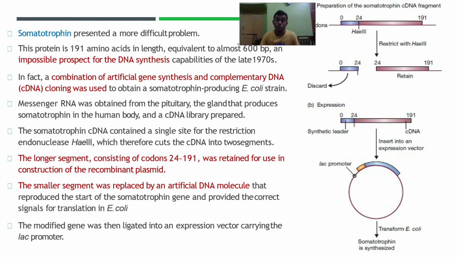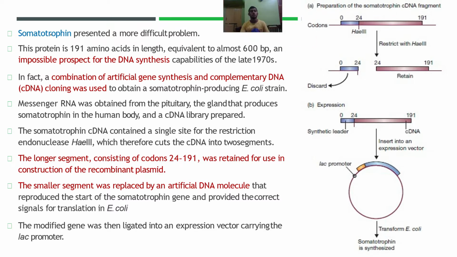Talking about somatotropin, this is a bit lengthy process as compared to the previous growth hormone. Somatotropin presented a more difficult problem, because this particular protein is bigger in size. It is 191 amino acids in length, which is equivalent to 600 base pairs, an impossible prospect for the DNA synthesis capabilities of the late 70s. So this is a bigger thing.